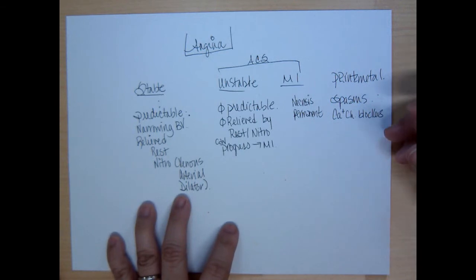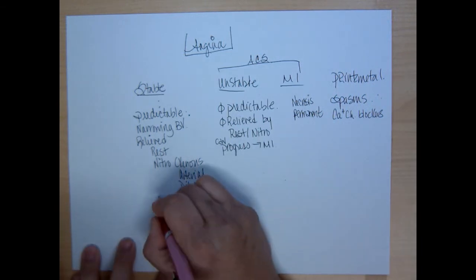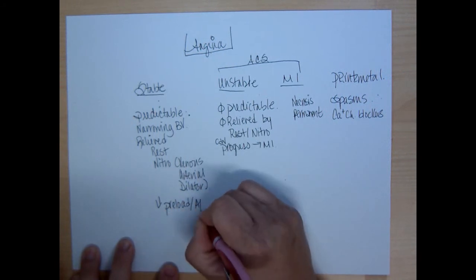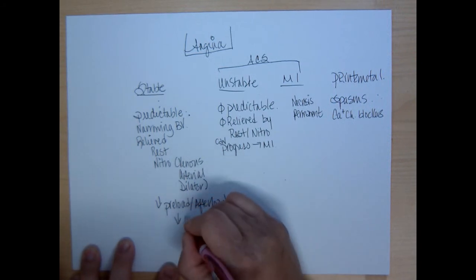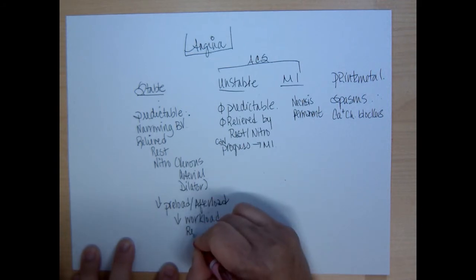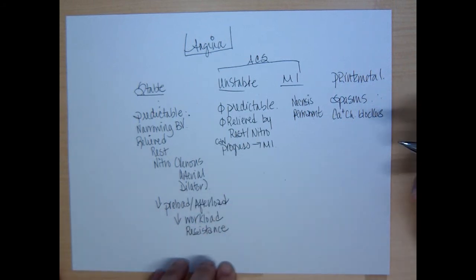You also decrease the resistance, or the afterload, that the heart has to work against. So in this sense, you're going to decrease preload and afterload. That is a good thing, because that means you're going to decrease the overall workload and the resistance. And you have to understand preload, afterload, and contractility.